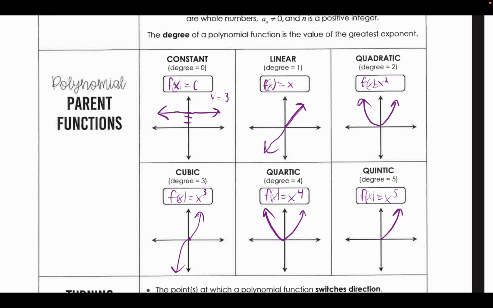And quintic has a degree of 5, so f of x equals x to the 5th is the parent function. And similarly, you'll notice that this looks a lot like the cubic one for parent functions because those are identical. But once again, only the cubic and quintic parent functions are identical. No other cubic and quintic functions are truly identical.